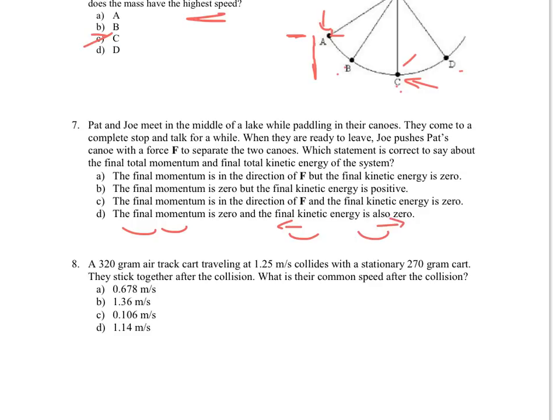Now, if you treat this as a whole system, then linear momentum is conserved because there are no net external forces acting. As we discussed in class, the weight of the two canoes would be cancelled by the normal forces. And if you ignore the water resistance, then the net external force would be zero and momentum is conserved. And initially, the momentum is zero because they both have zero velocity.